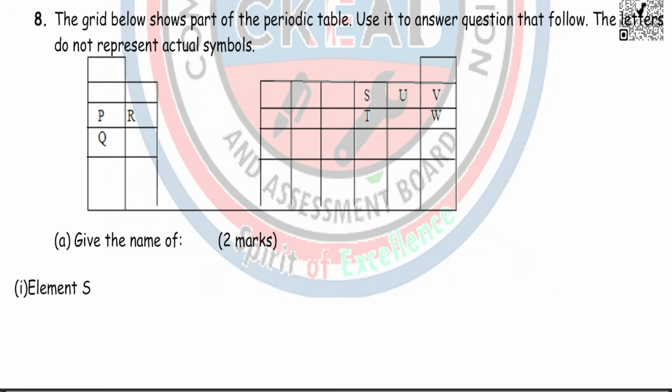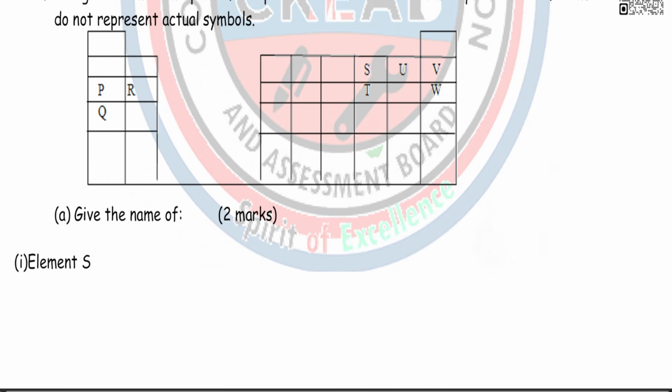Okay. The grid below shows part of the periodic table. You use it to answer the questions that follow. The letters do not represent the actual symbols. Now, question A: give the name of element S and also element W.